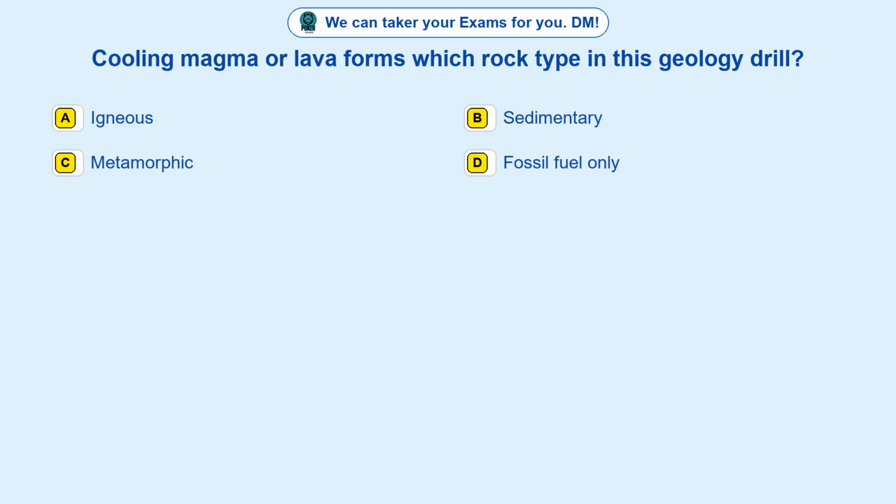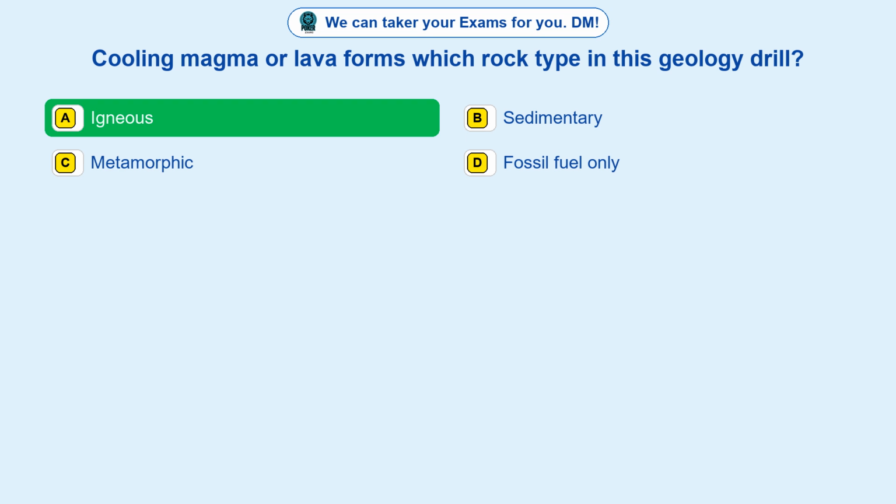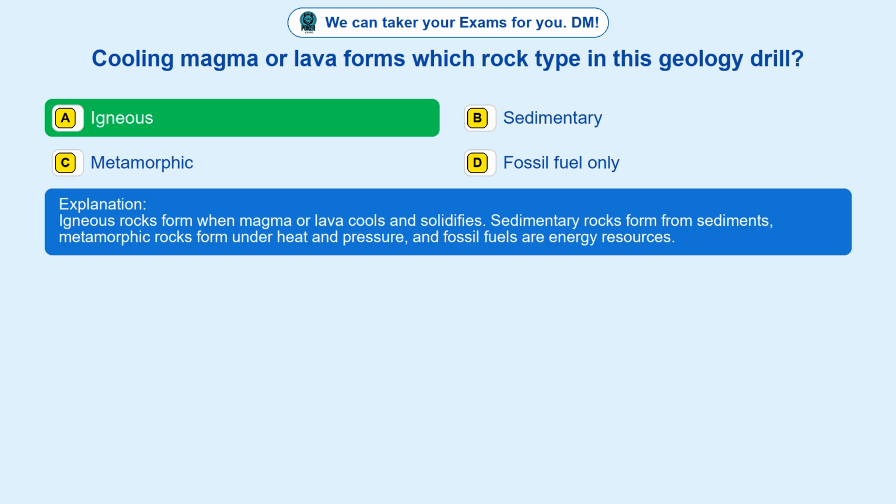Question 84. Cooling magma or lava forms which rock type in this geology drill? Option A, igneous. Option B, sedimentary. Option C, metamorphic. Option D, fossil fuel only. The correct answer is option A, igneous. Igneous rocks form when magma or lava cools and solidifies. Sedimentary rocks form from sediments, metamorphic rocks form under heat and pressure, and fossil fuels are energy resources.